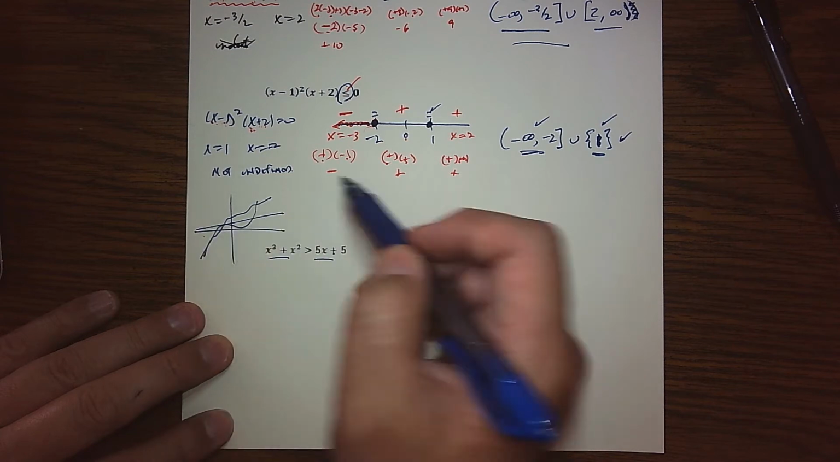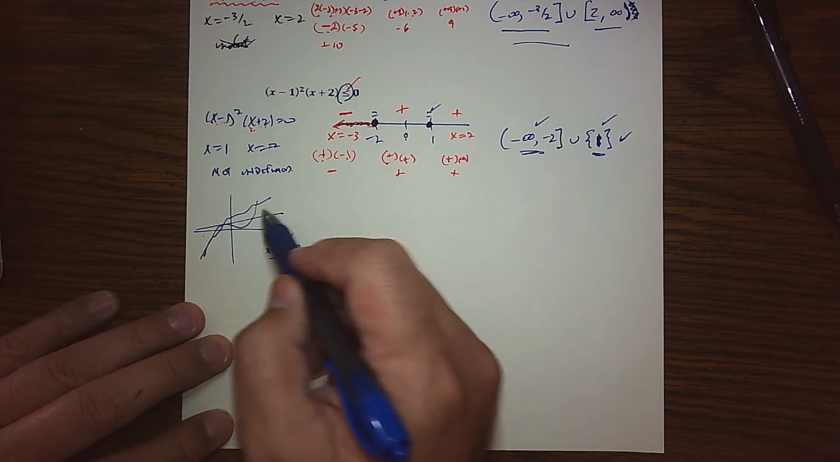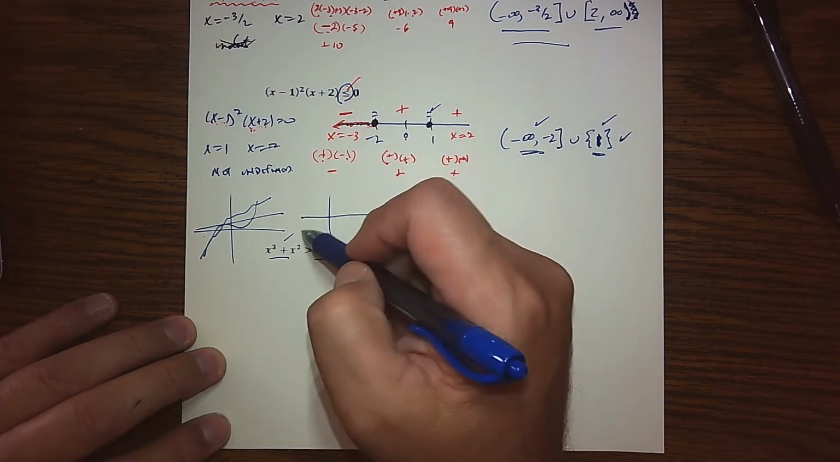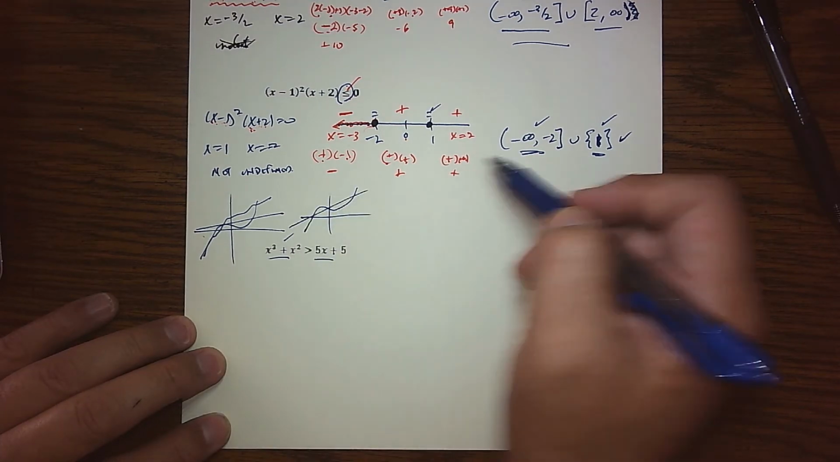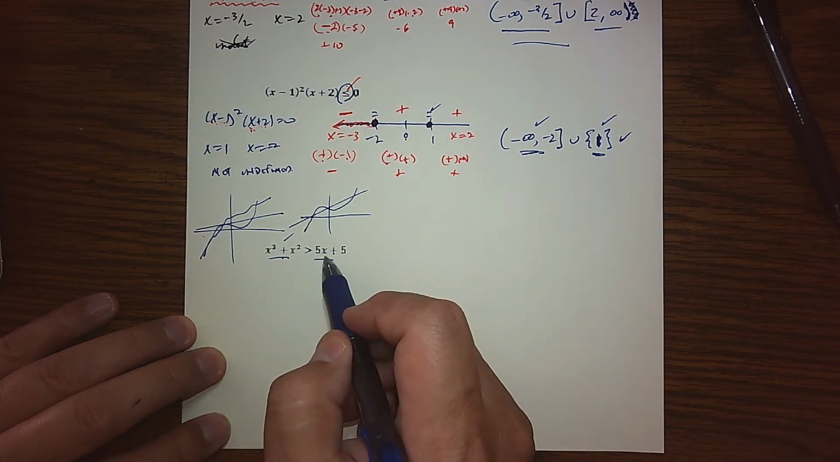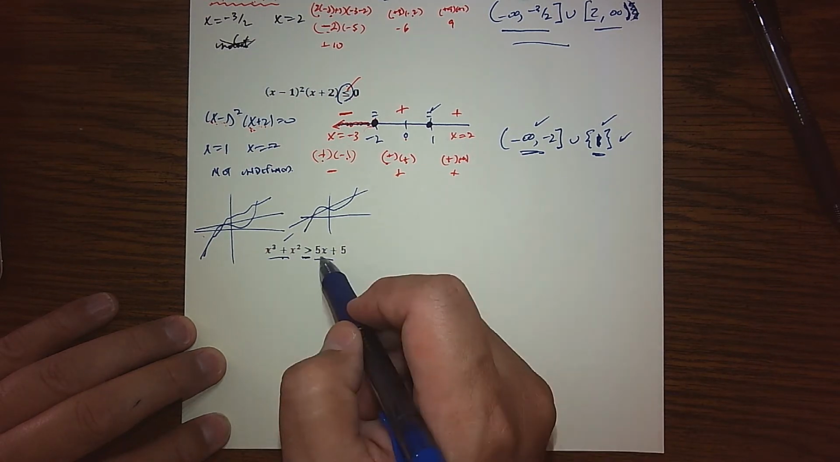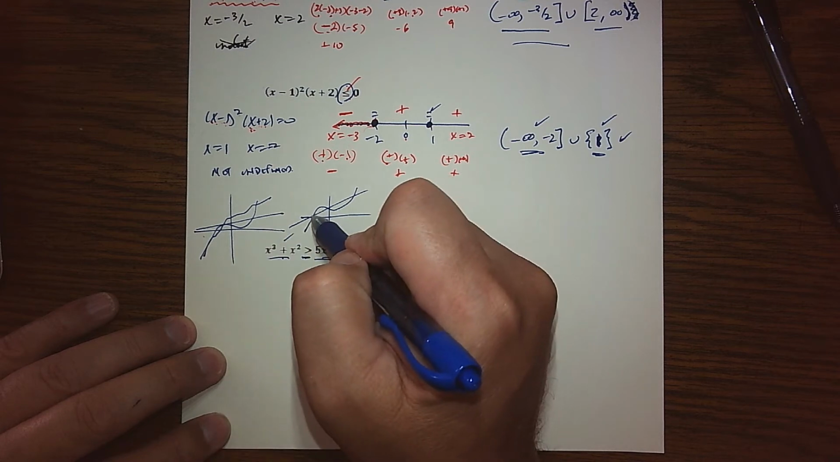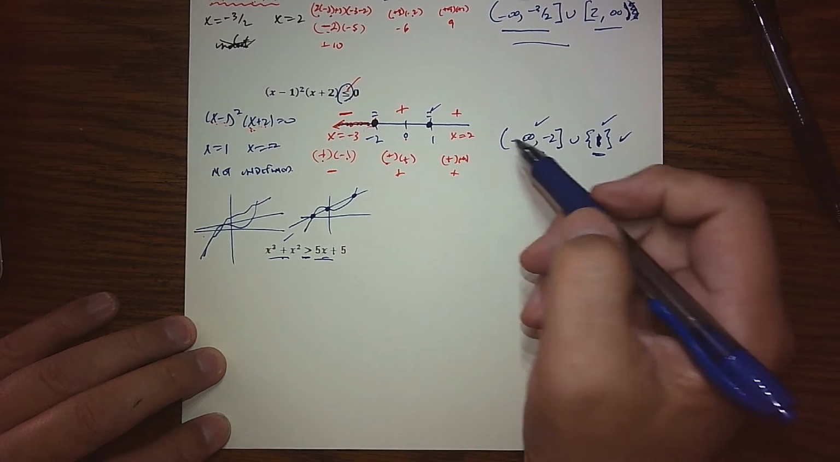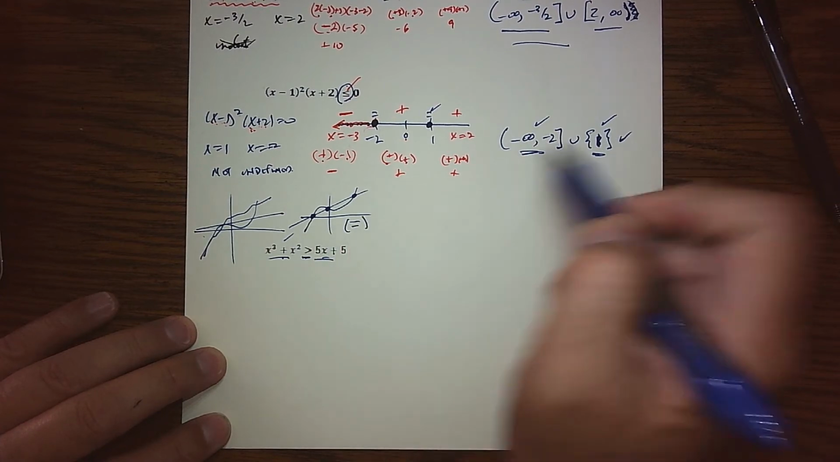So we're basically trying to figure out when the cubic graph is above the line. Let me try to draw a better picture of that. So I have some cubic and I have some line. And we're basically trying to figure out when the cubic graph is greater than the line graph. So again, what I first have to do is find these points of intersection, and that's basically the equality.